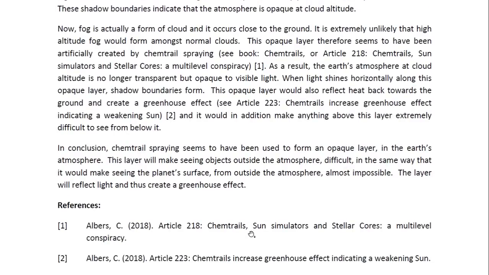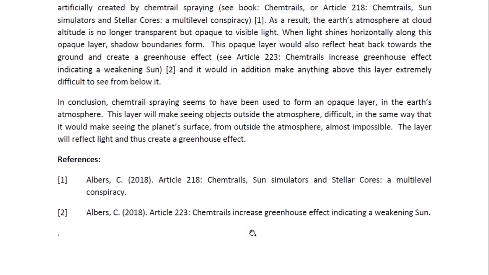So in conclusion, chemtrail spraying seems to have been used to form an opaque layer in the Earth's atmosphere. This layer will make seeing objects outside the atmosphere difficult in the same way that it would make seeing the planet's surface from outside the atmosphere almost impossible. The layer will reflect light and thus create a greenhouse effect.